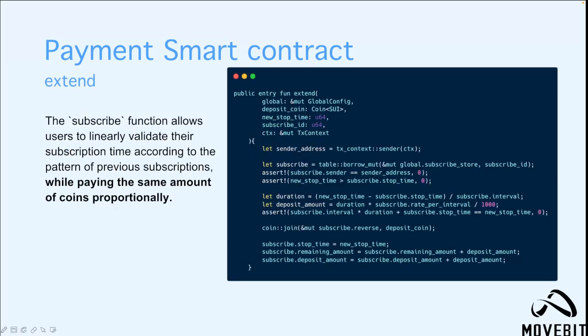In the extend function, we need to ensure that the added coin is the same portion as before, and then update the end time and remaining amount of the subscribe object.